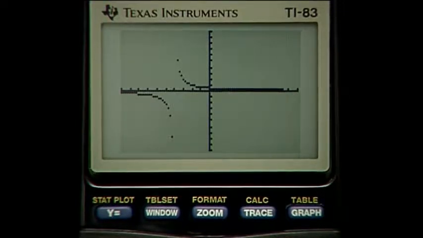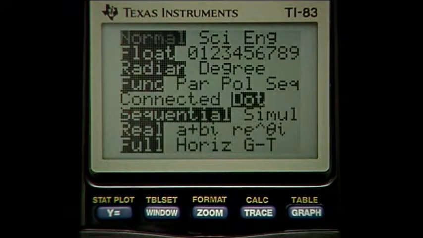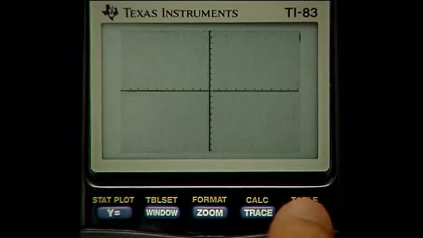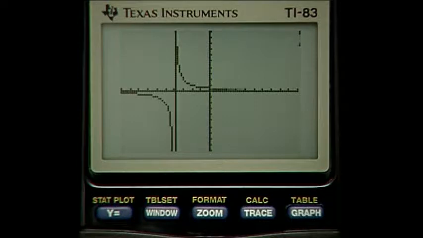So let's go back to mode, cursor down to connected, and put it back in the connected mode, and here's the graph then once again. The other way to deal with the situation is to establish some friendly settings here so that the graphing calculator is caused to find f of -4, and it will find that that value is undefined, and therefore the vertical line will not be drawn.